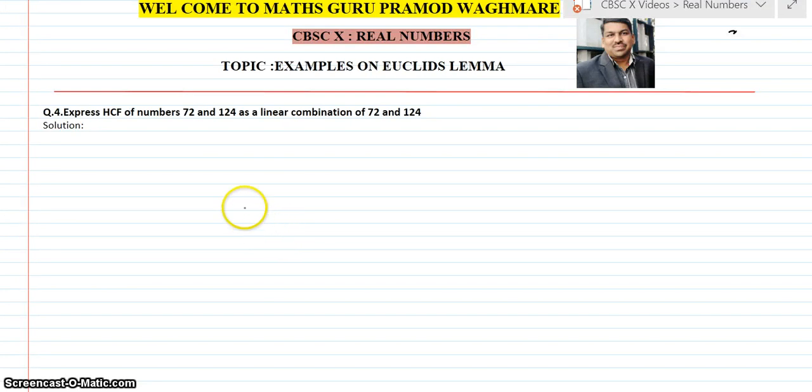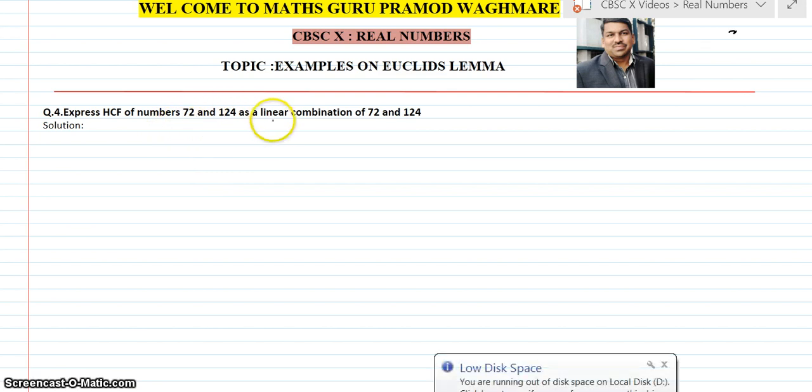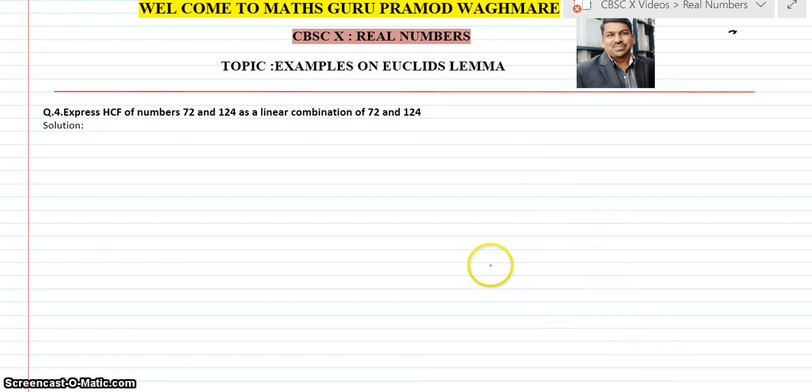Question number 4 is: express HCF, the highest common factor, of numbers 72 and 124 as a linear combination of 72 and 124. So first we find the HCF of 124 and 72.